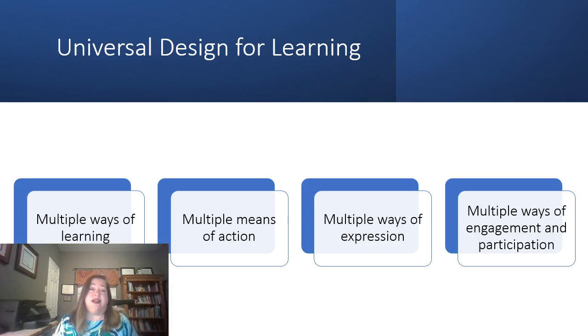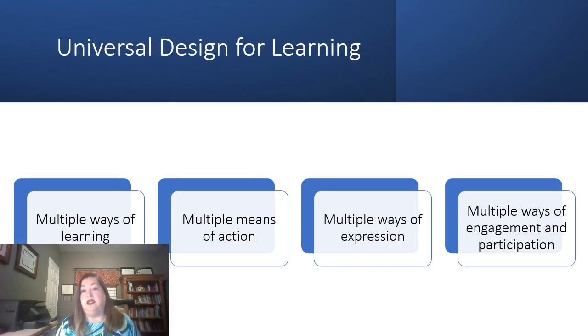When we look at universal design for learning, we look at multiple ways of learning, how we can modify, accommodate, or vary our instruction so that we can strive to meet the needs of several different types of learners. We also look at multiple means of action and multiple ways of expression. How can students express their learning? Can it be done in a variety of ways? We want to incorporate that into our curriculum design.